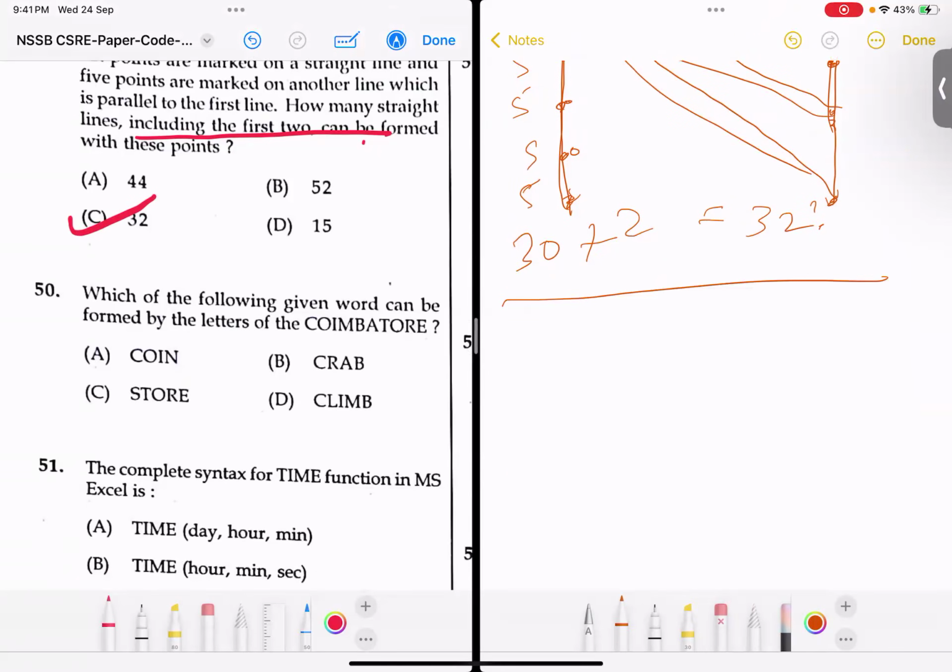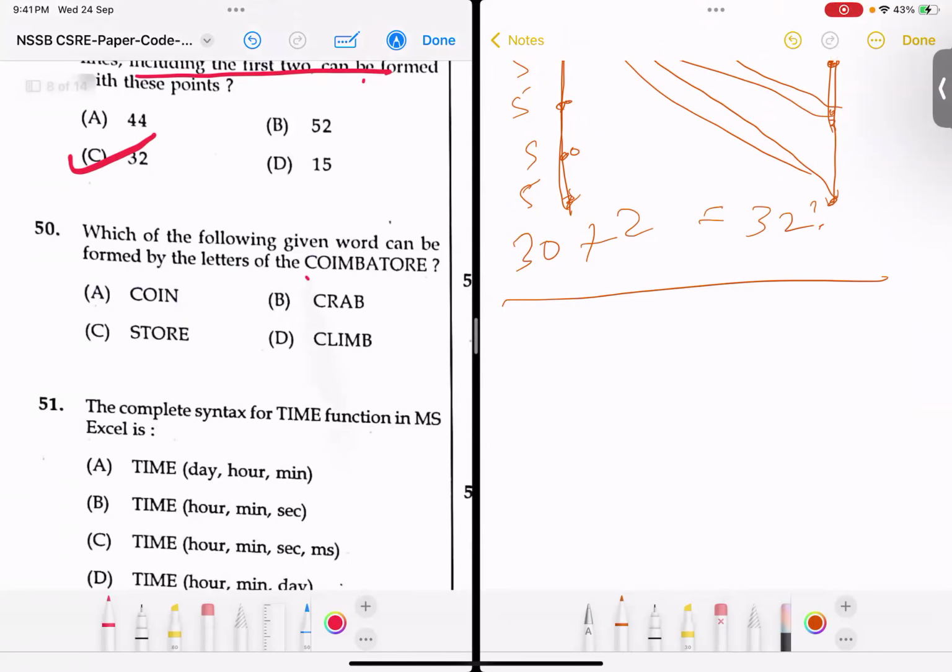Which of the following words can be formed by the letters of Combinatorics? Now we have the one word Combinatorics, okay? Now, out of the alphabets contained in the word Combinatorics, we have to arrange and make different words, okay? Now, if you look at the 4 words, you will see that in the first word, N is not there, right? In the third word, S is not there, right? In the fourth word, L is not there, but CRAB can be constructed, right? So the correct option is B, okay?